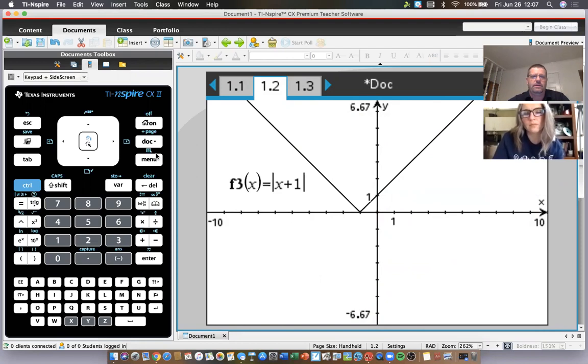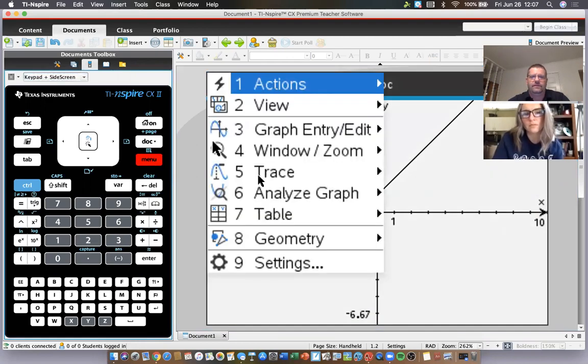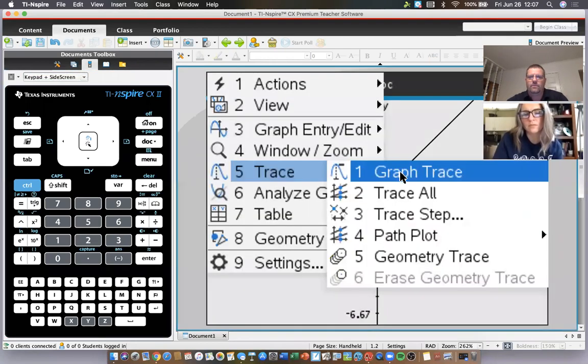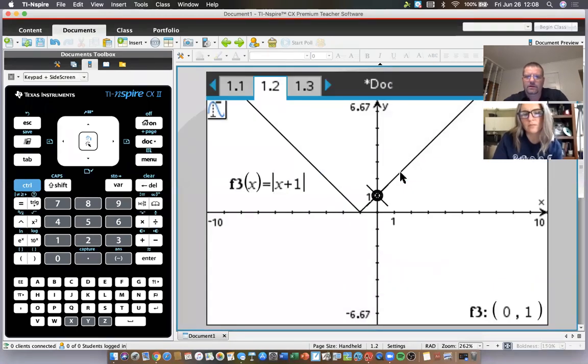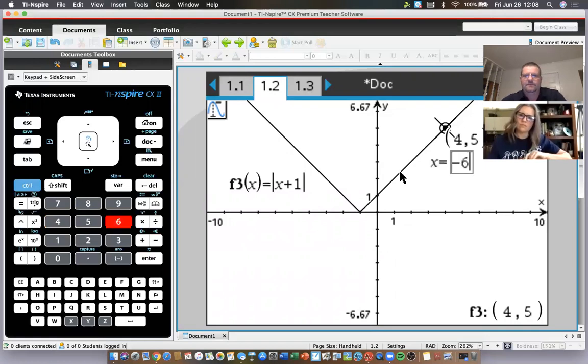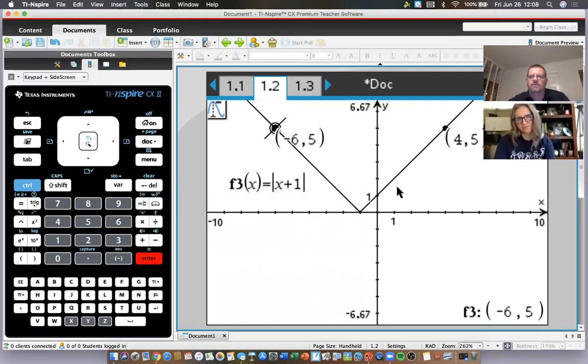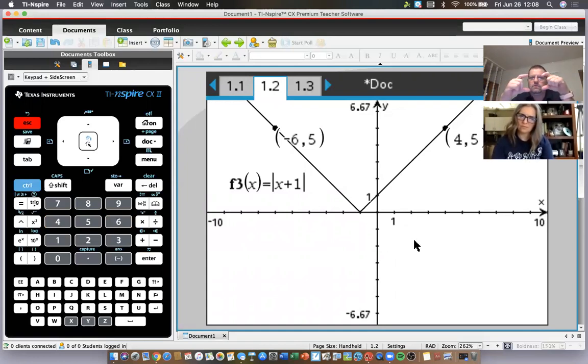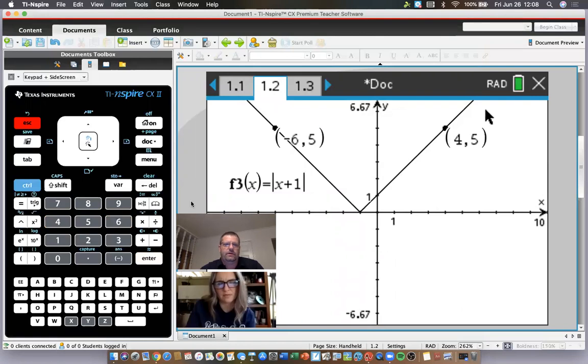So let me trace on, or put on these points here, because we plugged in 4, right? And then we plugged in -6. Okay. And we saw those both got connected to 5. So this is y equals the absolute value of x plus 1. Now I'm going to do what we did before with the inverse. Let's just do it right here on the screen this time.